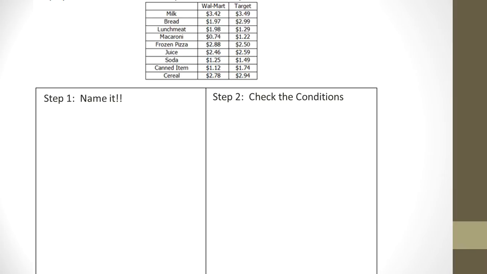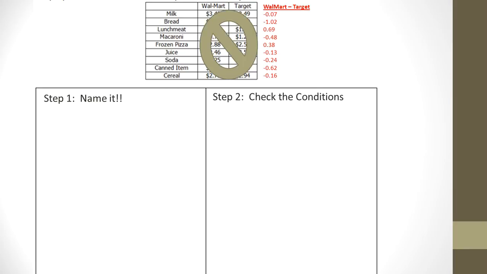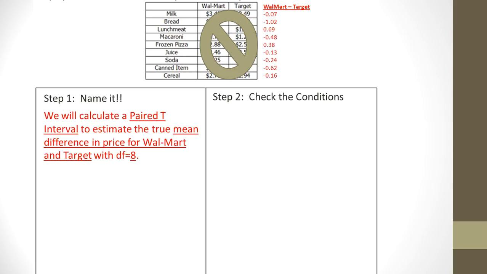So with our data, we're actually focused on the difference in those prices. That's going to become the data we're interested in. We're going to ignore the original two lists of information. So here we are working with quantitative data. We're looking at prices. And we're looking at pairs of data because we have 2 data points for milk and 2 data points for bread, etc. So this is a paired t interval, and we're going to estimate the true mean difference in the price for Walmart and Target. Since we had 9 grocery items, our degrees of freedom is 8.